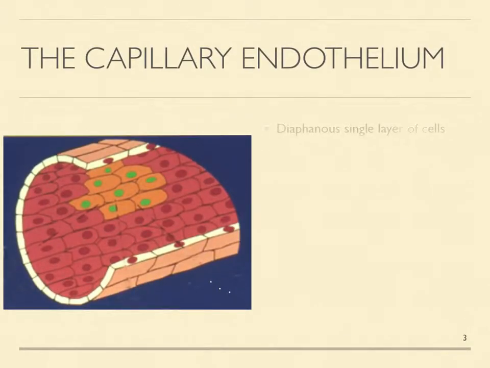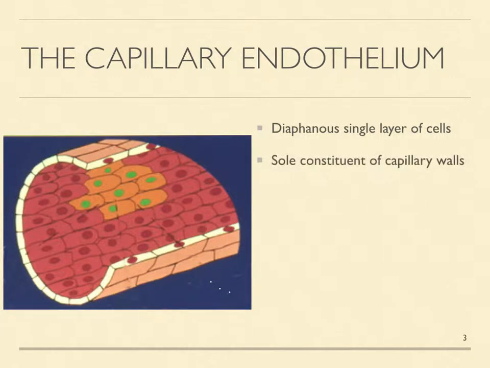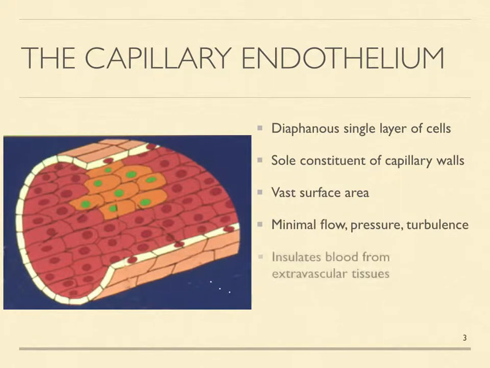The vascular endothelium is the sole constituent of capillary walls, which are only one cell thick. Capillary surface area is vastly greater than that of all other vessels combined. Capillary pressure, flow, and turbulence are negligible compared to larger vessels. Capillaries have no muscular elements that enable vasoconstriction or capillary hemostasis.